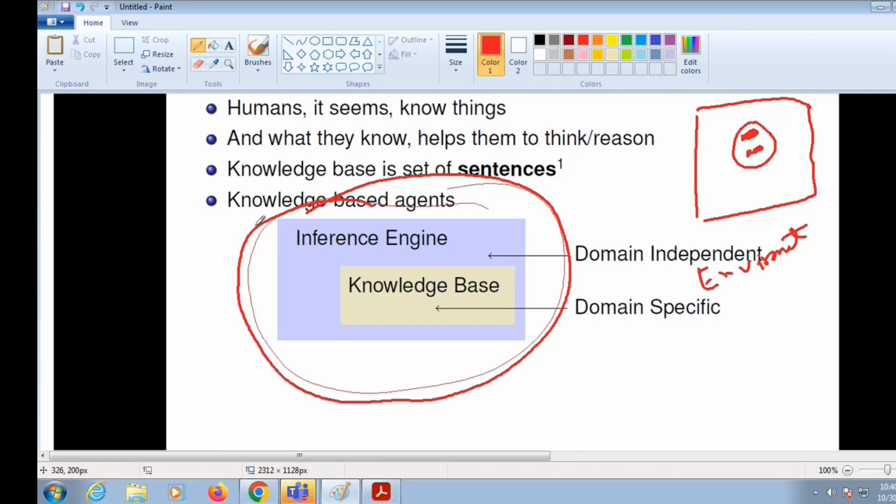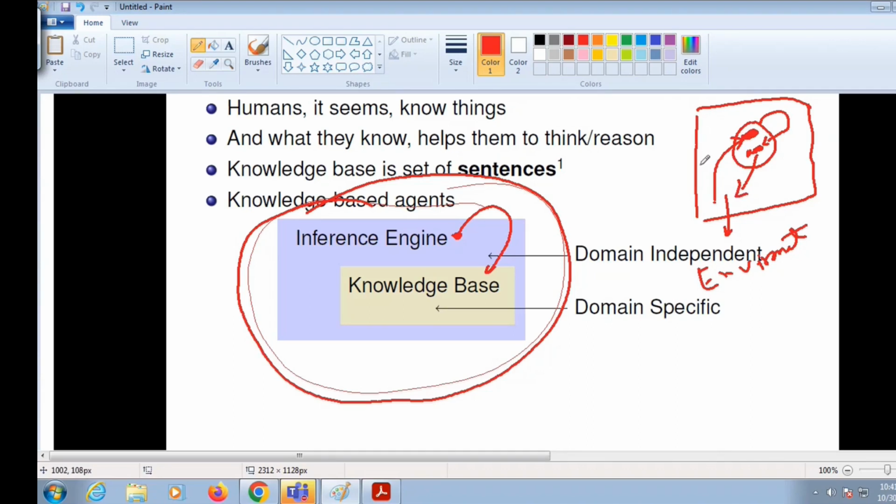If you want to make the complete system, you also need a wrapper. This wrapper tries to find out what is there inside the environment. First it senses, and then it provides this information to the inference engine: this is the situation that I am in, can you tell me what to do? The inference engine contacts the knowledge base, and based on this, it finds out what it has to do. And then it tells the system to do this particular thing.